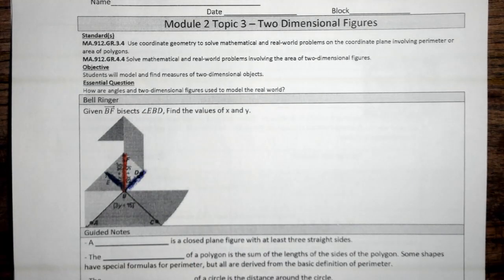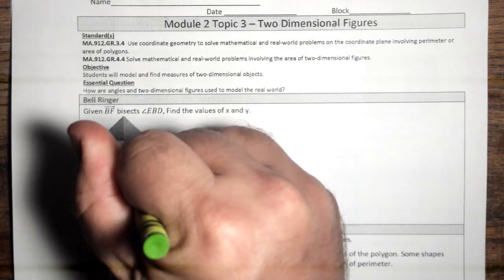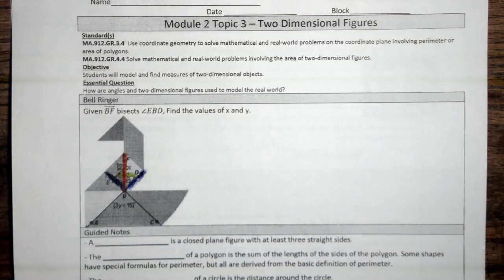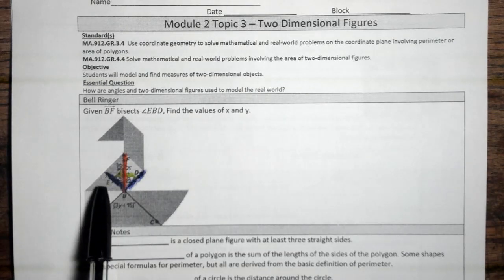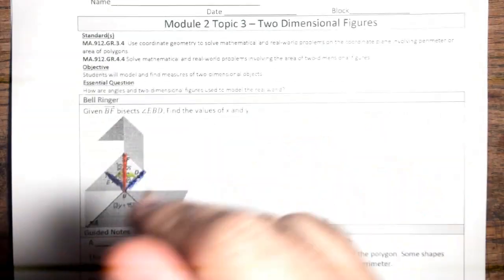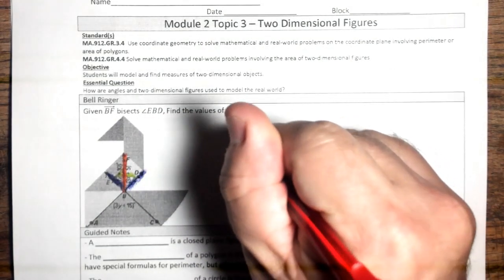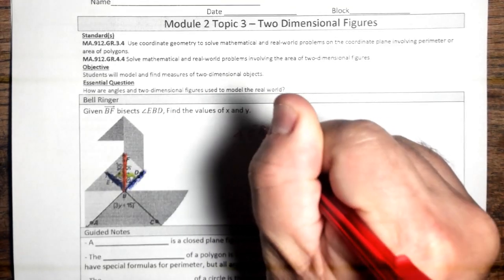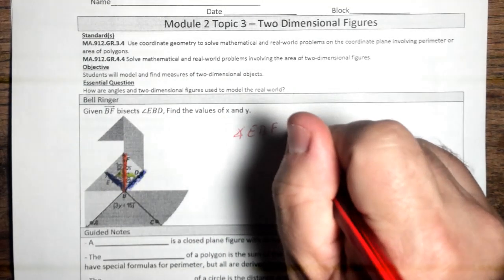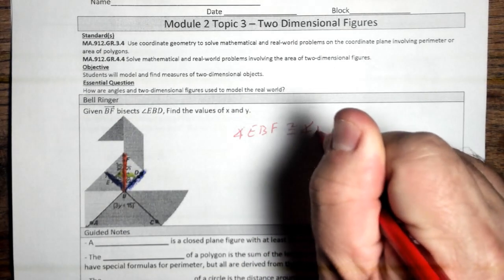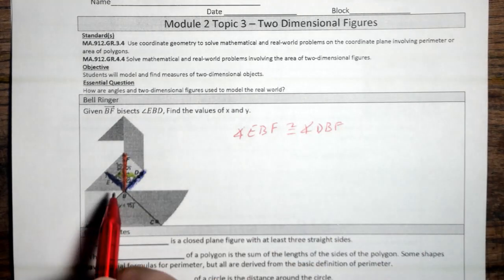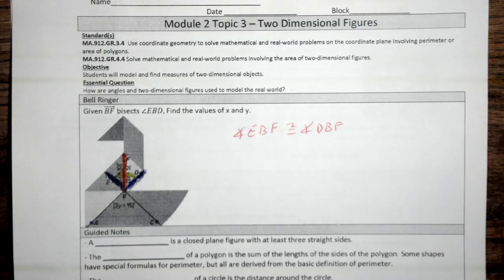And what have we talked about? What does an angle bisector do? Well, it cuts that angle into two equal pieces. So we're going to do congruent marks for both sides. So angle EBF is congruent to angle DBF right here, because BF bisected this angle.